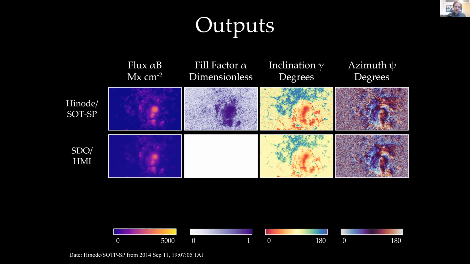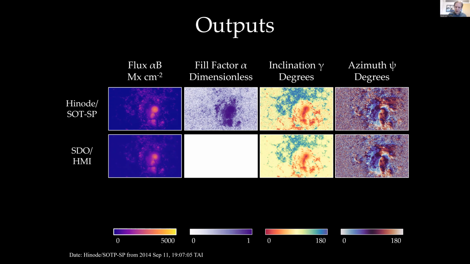And HMI produces quite similar results. You can spot some of the subtle differences, one of which is that HMI doesn't actually produce a fill factor. It's set to 1 because it isn't believed that there's really enough information in the HMI observations to nail down the fill factor versus the magnetic field strength.